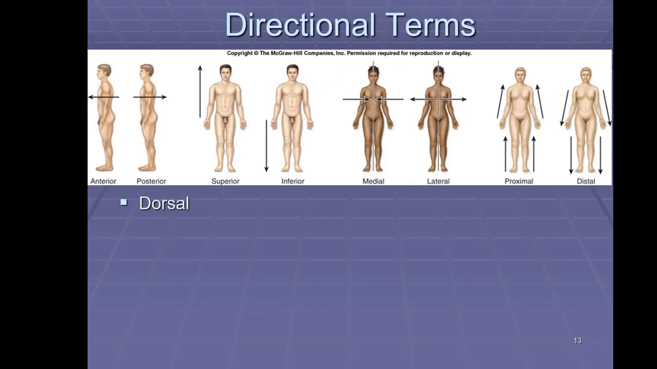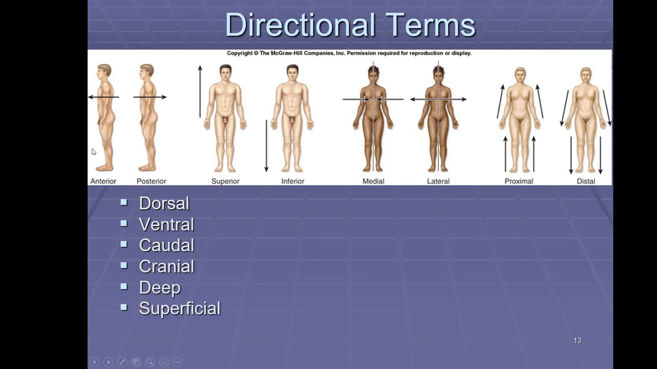All right, some directional terms. I'll put some more up here, but we'll go through the pictures first. These are terms that you definitely need to know. They're commonly used in anatomy, and they come in pairs. Anterior means towards the front of the body. Posterior means towards the back.